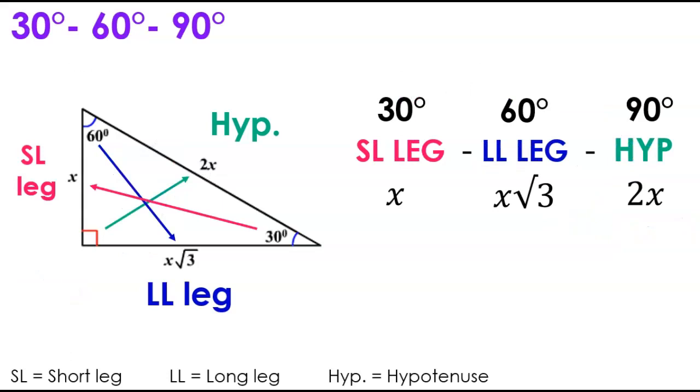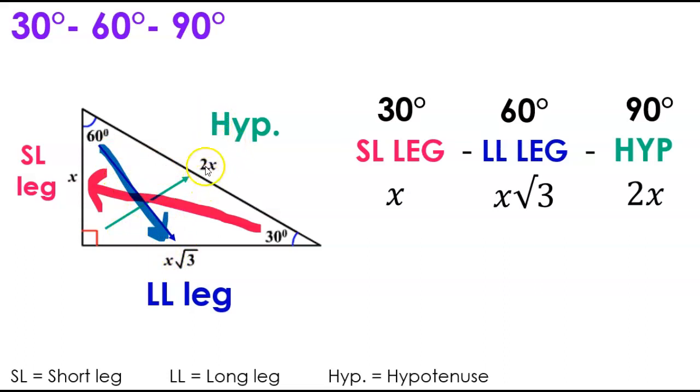Let's take a look at 30, 60, 90. So instead of having just two equal legs, we have a short leg and a long leg. Notice that the 30-degree angle is the smaller angle. It opens up to the shorter leg, or the smaller leg. The larger angle, the 60 degrees, opens up to the long leg. And then, of course, we have the hypotenuse.